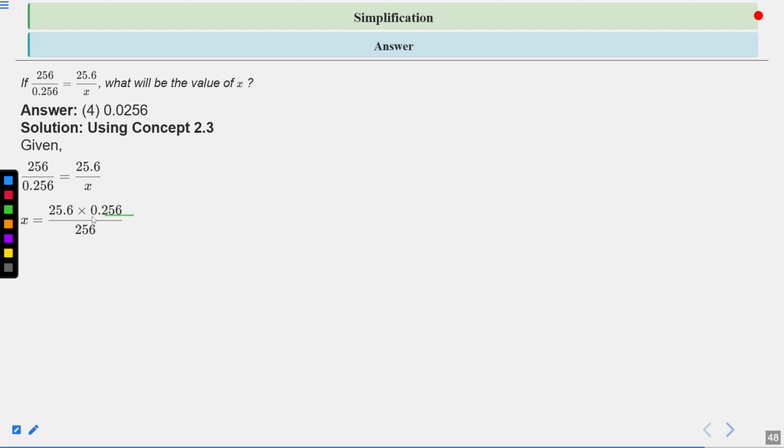So we can say that there are 3 numbers after the decimal in one and 1 number after the decimal in the other. So x will become 256 into 256 in the numerator, and in the denominator, multiplying by 10, multiplying by 1000, multiplying by 256. So we get the value of x. 256 and 256 cancel out, and solving 256 divided by 10,000, we get the value of x, which equals 0.0256. So the fourth one is the correct answer of this question. Next one.